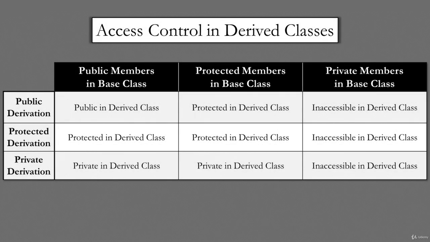Okay, looking at the table again, we do private derivation. So the public members in the base class are going to be private in the derived class, and the protected members in the base class are also going to become private in the derived class.